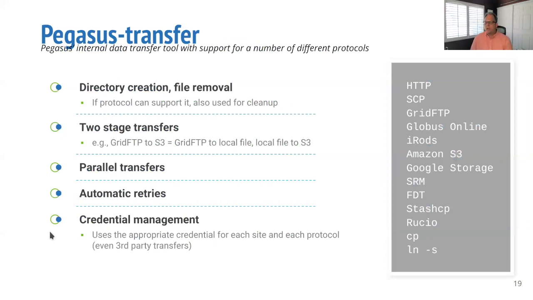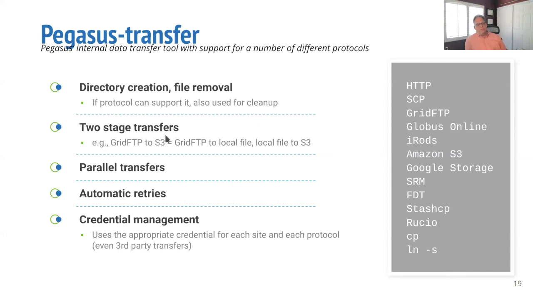So I've talked a lot about this already, but doing the data management is a huge part of Pegasus, and there's an internal tool called Pegasus Transfer that we use a lot. So this is added into the workflow. But a few things that are really cool about this. First, there's a bunch of different protocols that you can speak, right? That's one advantage here. But the other thing that's kind of cool is that it can do two-stage transfers. So it can do things like grab stuff from a GridFTP server and put it on an S3 server.